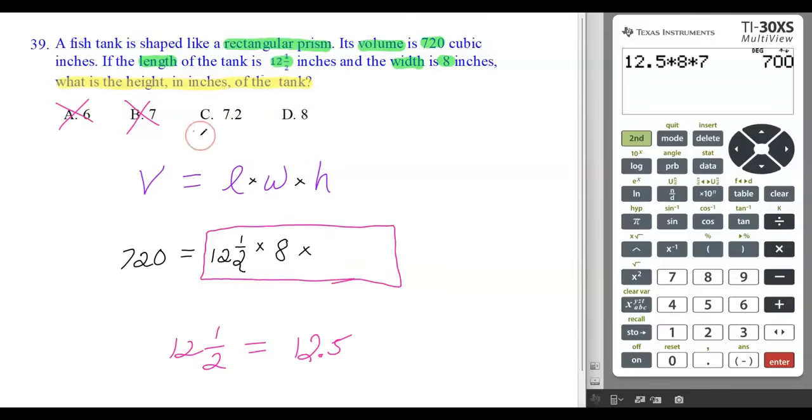Replace the height with 7.2 from here. And let's punch this in. 12.5 times 8 times 7.2. And that gives us 720. This matches with this, so my answer has to be C. Because when I use a height of 7.2 and I multiply that with the length and the width, I get out 720, which is what the volume is.